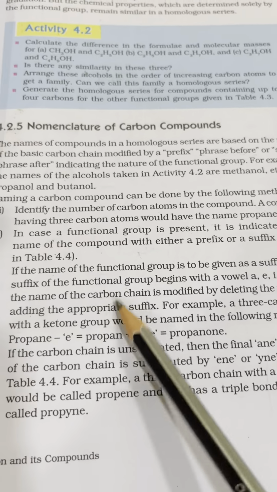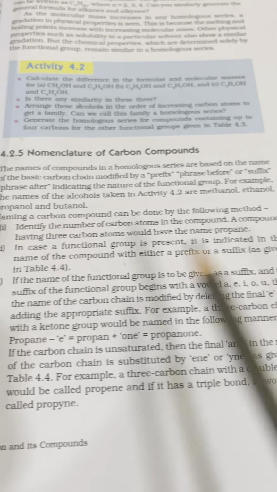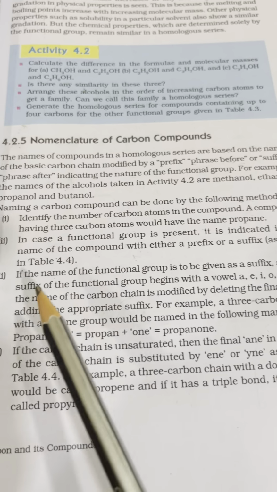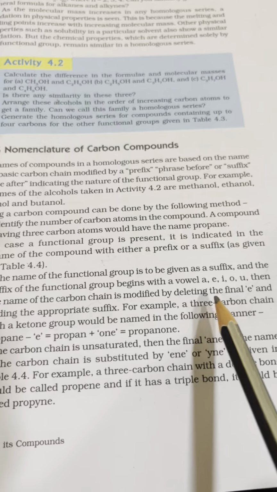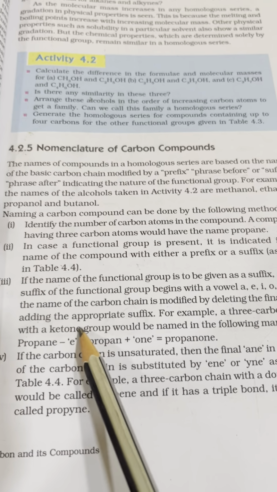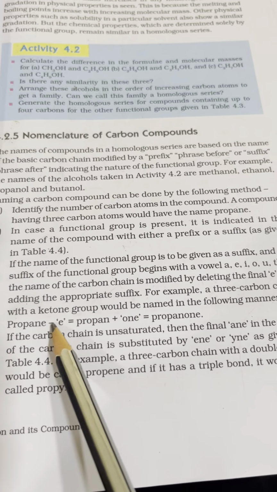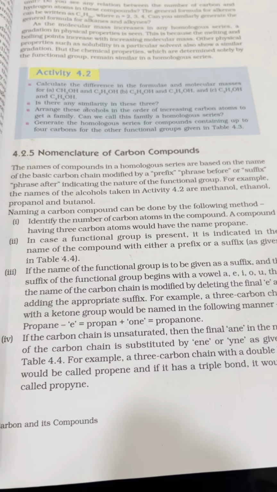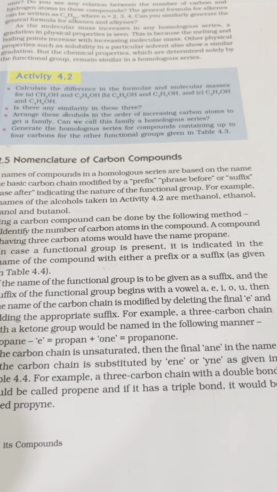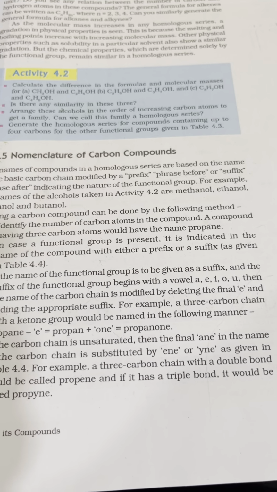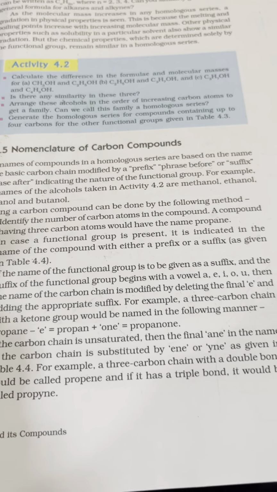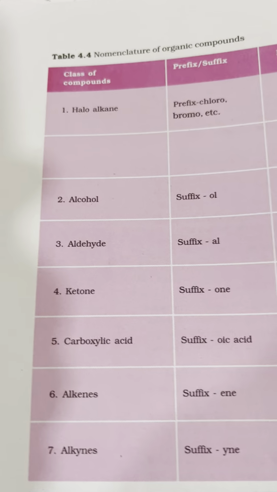If the name of the functional group is to be given as a suffix and the suffix of the functional group begins with a vowel A, E, I, O, U, then the name of the carbon chain is modified by deleting the final E and adding the appropriate suffix. Propane plus ONE gives propanol. If the carbon chain is unsaturated, then the final ANE in the name of the carbon chain is substituted by ENE or YNE. Let us see the examples which are given in table 4.4.